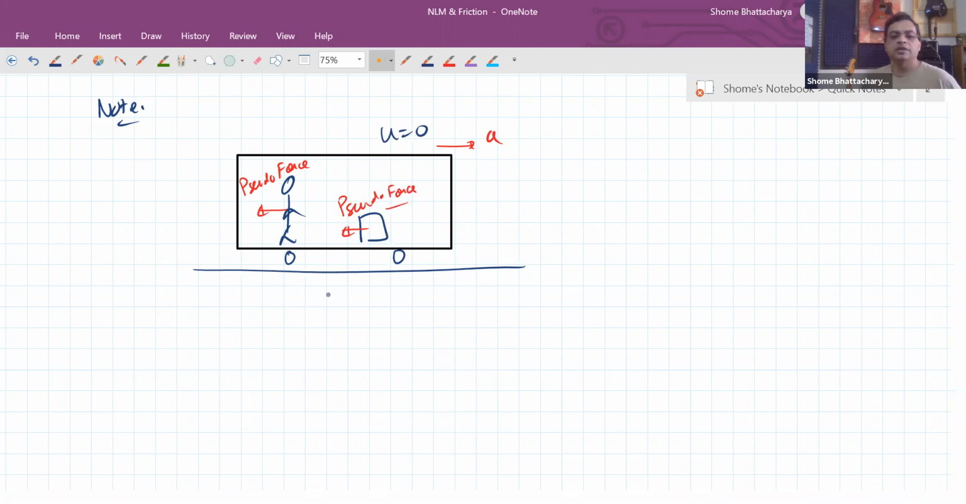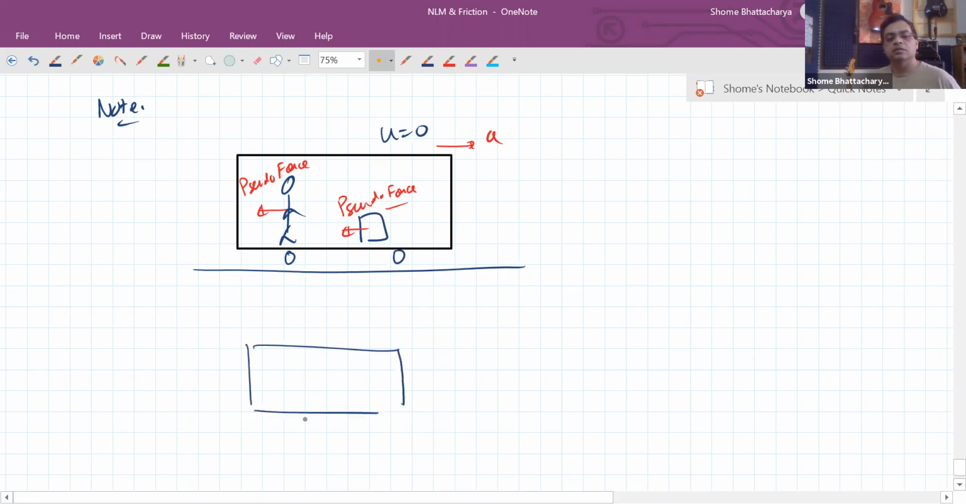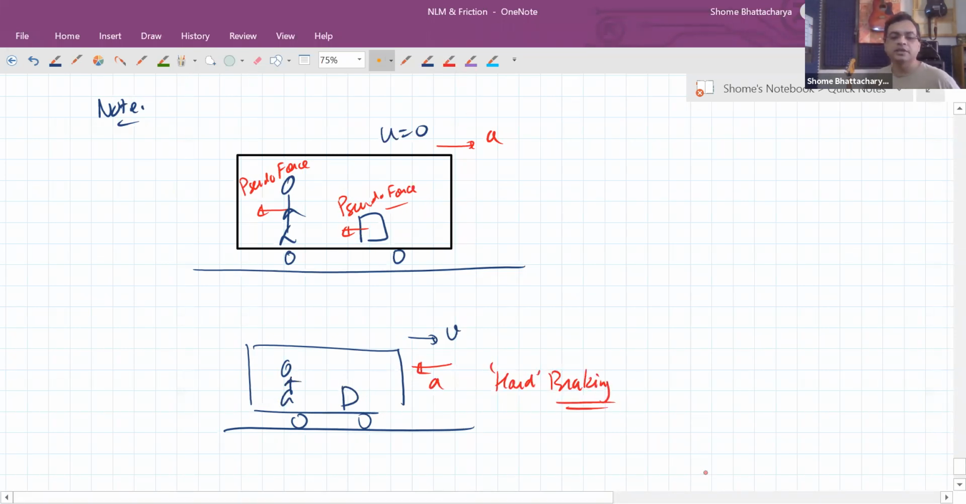Or take an experience where this is moving at high velocity, and suddenly it decelerates. So there is what we call hard braking, heavy braking. It creates a deceleration. So immediately these things tend to slide forward. There is pseudo force acting on them. So you can see that the direction of pseudo force is always opposite to the direction of the acceleration of the frame.